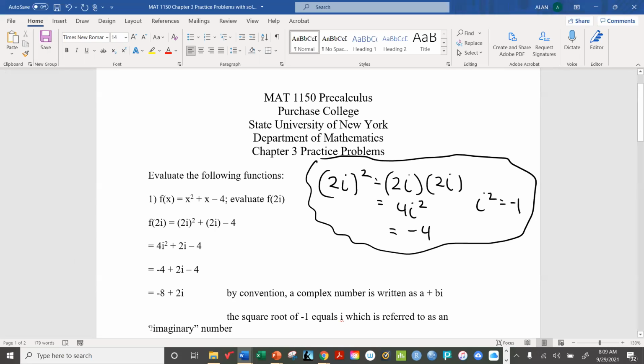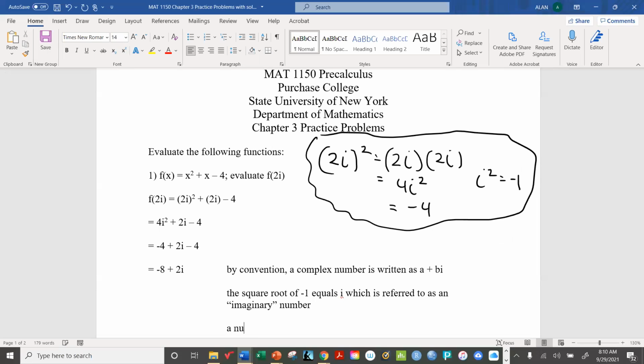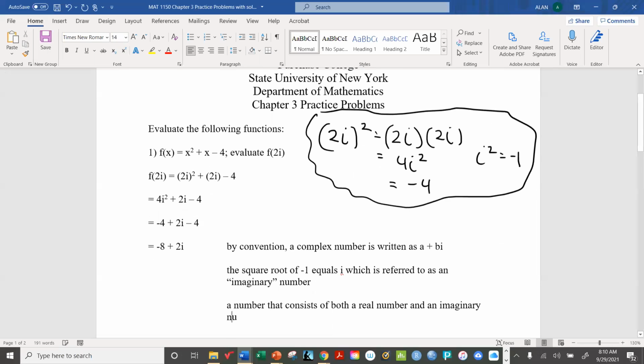But when you combine a real number and an imaginary number, the result is known as a complex number. It's not a very important distinction, but the word complex typically is taken to mean something like this: a plus bi, where you've got a real part and an imaginary part.